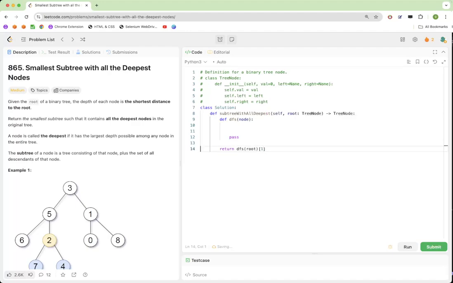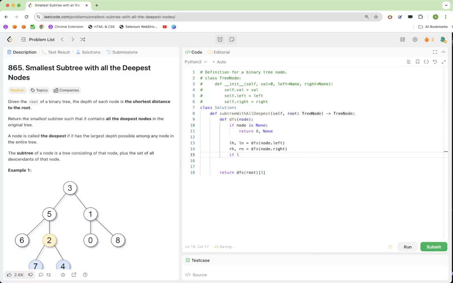Now let's work on this. So we have our DFS function, and then our base condition is if node is none, then we just want to return 0, saying that that's at level 0, and none for the node. Now otherwise, let's check the left side. Let's call that left height, left node is going to be DFS, and to the left subtree. Right height, right node is going to be DFS, and to the right subtree.